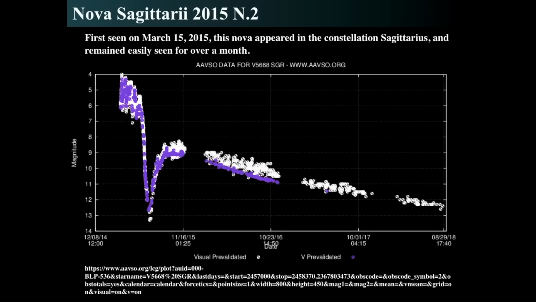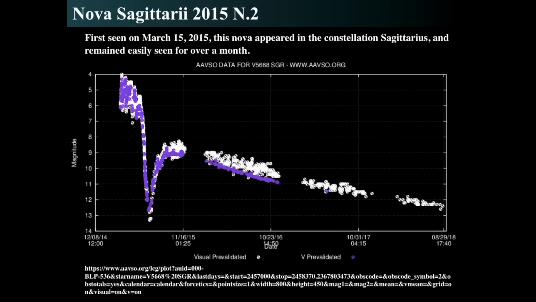And this data comes from the American Association for Variable Star Observers, and that's the AAVSO.org, and the link across the bottom. Oh my goodness, if you want to go look at it, you can. And I just compared visual observations, because there were lots of visual observations by people using telescopes and binoculars. It was bright enough to see in binoculars in the constellation Sagittarius.